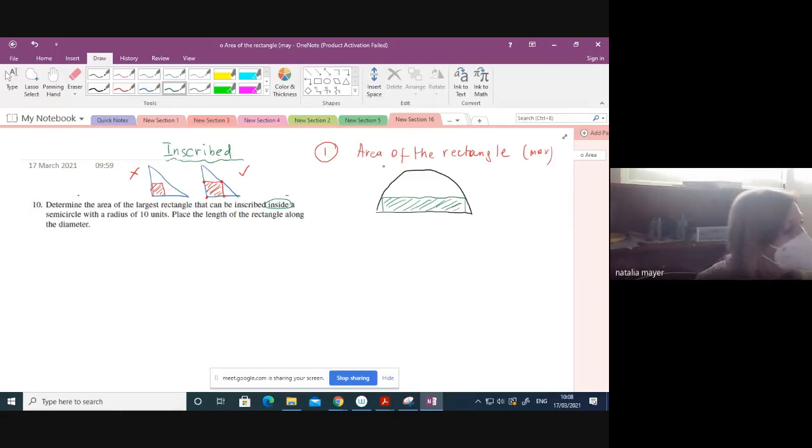we are optimizing the area of this rectangle. Can you please take notes? Okay. So we are going to optimize the area of this rectangle.